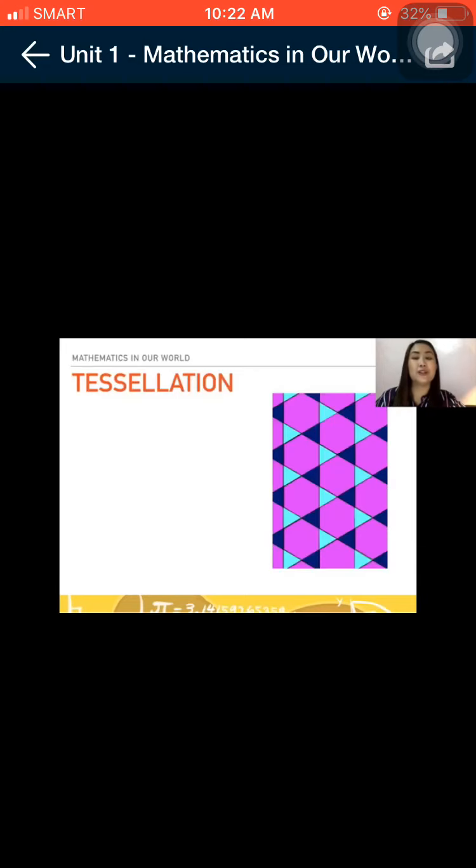Okay, so we've learned how useful fractals are. Fractals are actually used in antennas. Even the antenna in your cell phone uses a fractal. It has a lot of application in our daily life. Now, another type of pattern that is really interesting is what we call a tessellation.